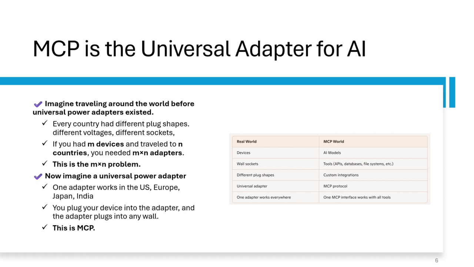Think of that in the context of the AI world. You're dealing with multiple AI models, which are really your devices, your different wall sockets are your tools, and these plugs can be of different shapes. That's your custom integration. So how does MCP help? MCP is your universal adapter, which is going to work for you everywhere. You create one MCP interface, and it works for every tool. I hope this analogy helps you understand the concept of MCP better.